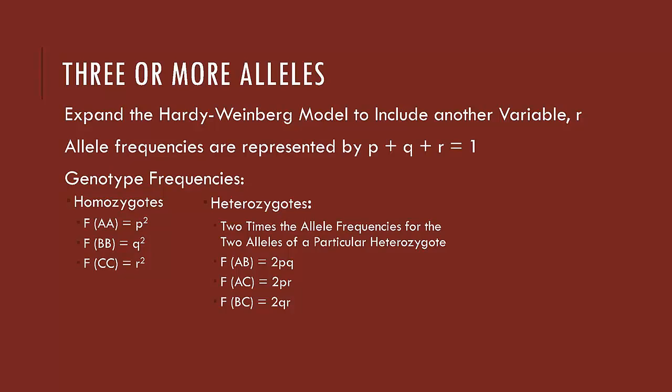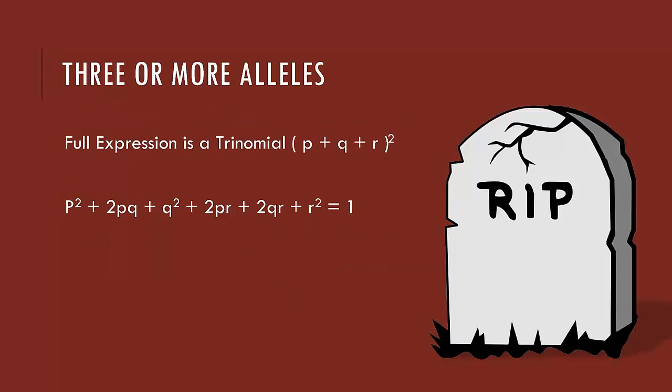Now heterozygotes have 2 times the allele frequencies for the 2 alleles in a particular heterozygote. So we have the frequency of AB individuals, which is 2PQ. We have the frequency of AC individuals, which is 2PR. And we have the frequency of BC individuals, which is 2QR. What this brings us to is the full mathematical expression, a trinomial (P plus Q plus R) squared. And if we were to FOIL that, that gives us P squared plus 2PQ plus Q squared plus 2PR plus 2QR plus R squared equals 1.